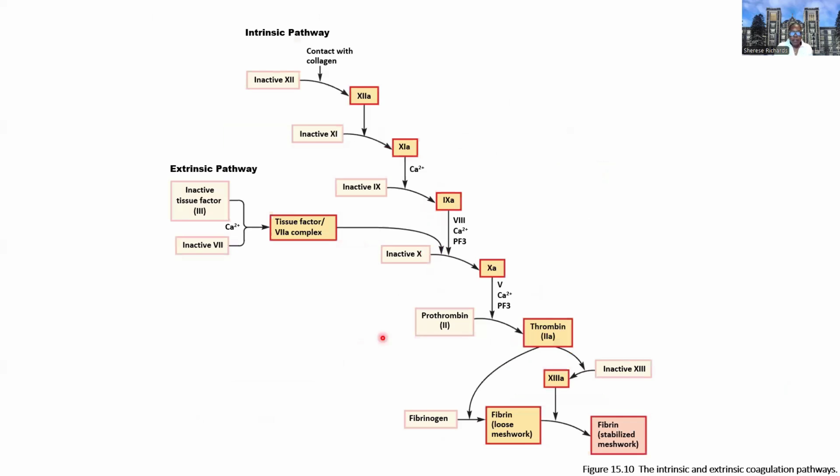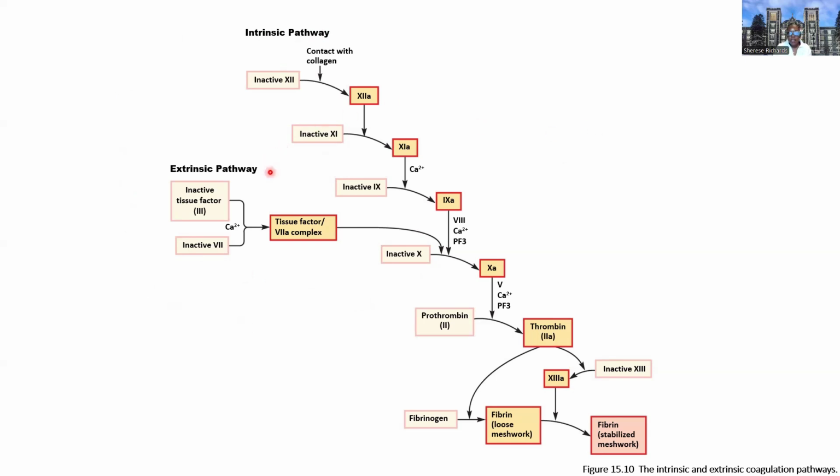All right, now the other pathway here is the extrinsic pathway. And then we're also kind of zooming out to look at the other parts of the intrinsic pathway that are further upstream. Now, you don't need to memorize these. You don't need to know these in depth. I just need you to know that they exist.